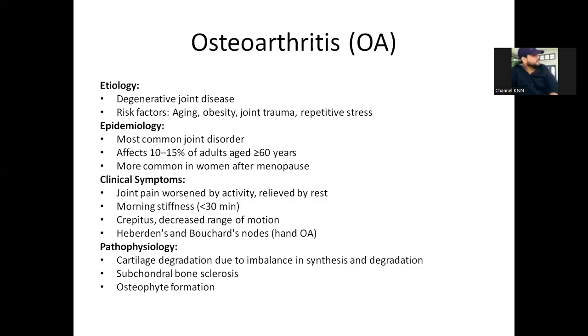Next, pathophysiology. Mainly, the cartilage degradation is due to the imbalance in synthesis and degradation, and there is also subchondral bone sclerosis. Subchondral means below the cartilage. Sclerosis means abnormal hardening. So abnormal hardening of bones below the cartilage is called subchondral bone sclerosis. And osteophyte formation means some bones will come out, so that is also called bone outgrowth. This will also occur due to osteoarthritis.